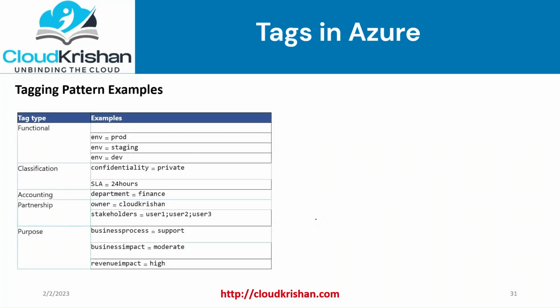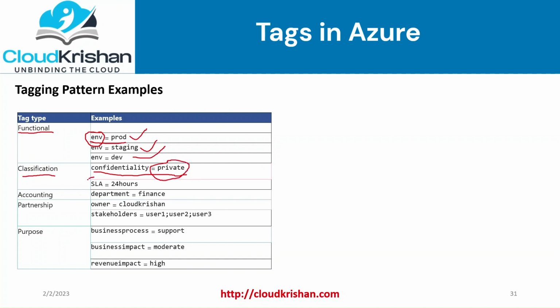Next one is tagging pattern examples. Right, so these are some examples I put here. Let's say you want to track your resources based upon function. So env can be one of the keys, environment, and then values can be production, staging, dev, based upon what environments your organization has. Now you can tag by classification. There is the classification confidentiality, right? It can be private, it can be public, it can be internal. So it completely depends on what classifications your organization has.